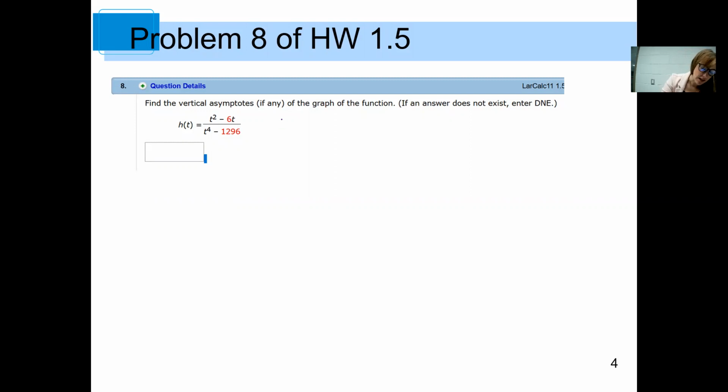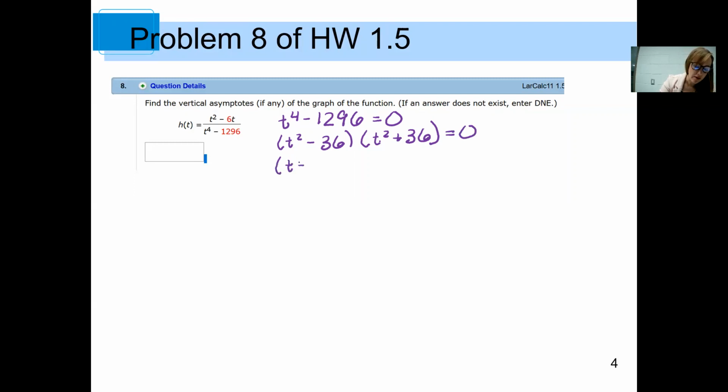Okay, so we see that the denominator is going to equal 0 for values of t that make t to the 4th minus 1296 equal to 0. And this is going to happen when t squared minus 36 and t squared plus 36 equals 0. I like to solve via factoring, but you can use other methods. T squared plus 36 never equals 0 for all values of t.